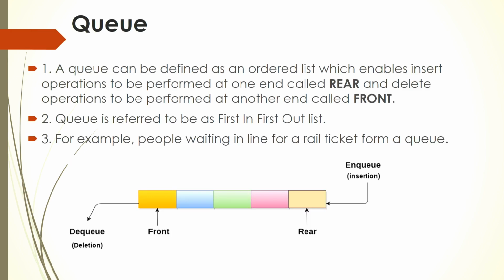A queue can be defined as an ordered list which enables insert operations to be performed at one end called rear and delete operations to be performed at another end called front. Queue is referred to as a first in first out list. For example, people waiting in line for a rail ticket form a queue. It is a real world example, right? So this one is the rear, which means in the end queue insertion occurs, and this is the front, means deletion occurs.